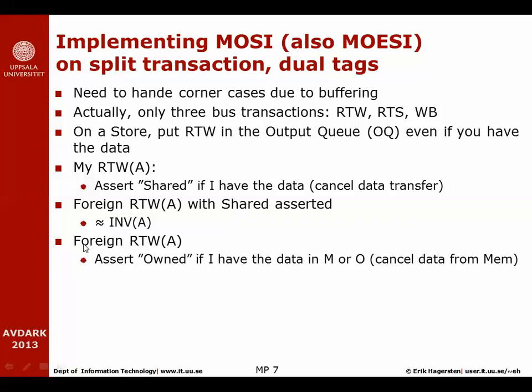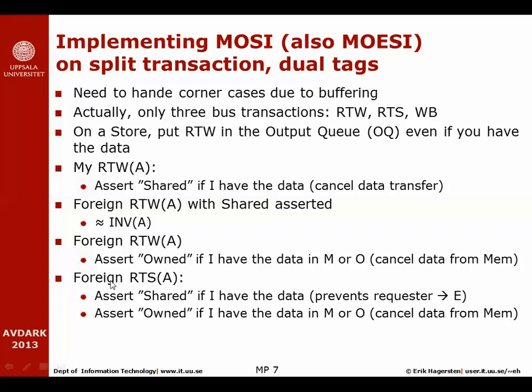Furthermore, when you see a foreign read to write request for a specific cache line, you assert the owned line on the bus if you have the data in state modified or state owned. That tells the rest of the world, or more specifically tells the memory, that the memory no longer has to reply to this request because some cache has this cache line in state modified or owned, and their intention is to reply to this request.